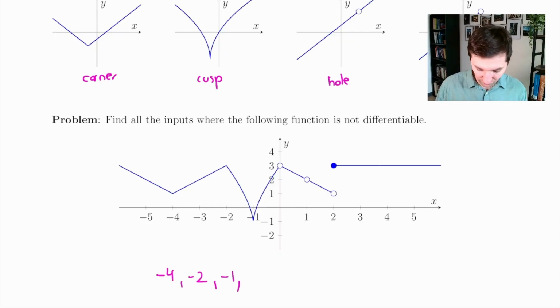Then, at x equal to 0, I have a hole, and at x equal to 1, I also have a hole. Finally, at x equal to 2, I have a jump. These are all the places where this function is not differentiable. Just remember, this function is differentiable everywhere else. It is differentiable here, and here, and here, and here, and here, and here, and here. There are only 6 inputs where this function is not differentiable.